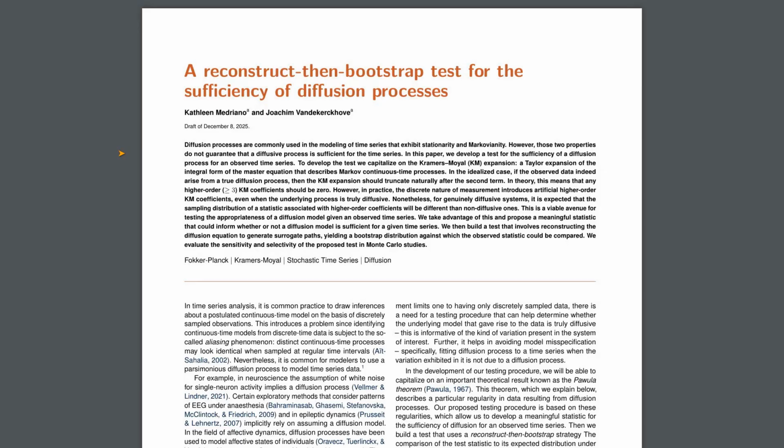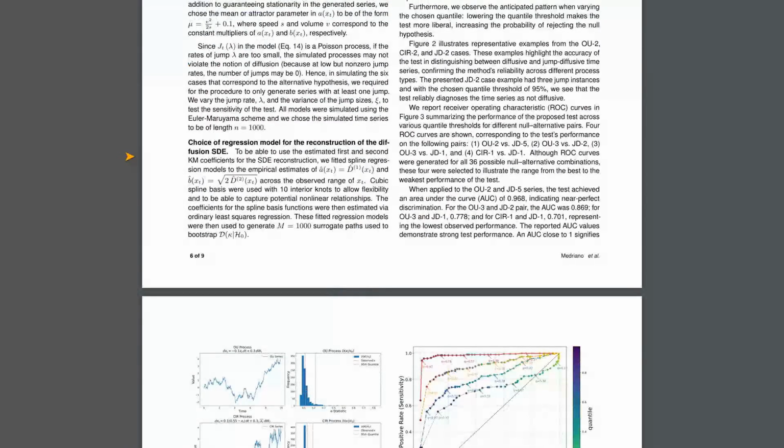Now, how do they actually test this? This is where it gets clever. They take your actual time series data, estimate its first two Kramers-Moyal coefficients, and use those to build a simulated diffusion process. Essentially, they reconstruct what a pure diffusion model would do based on your data's drift and diffusion rates. Then, they generate a whole bunch of these simulated diffusion paths. For each of these simulated paths, they calculate that kappa statistic. This gives them a distribution, a range of kappa values that they would expect if your data were truly just diffusion. They compare the kappa statistic calculated from your actual data to this distribution of expected kappa values.